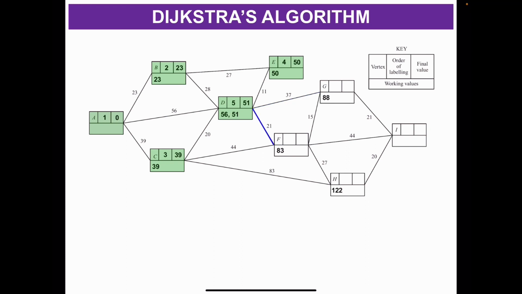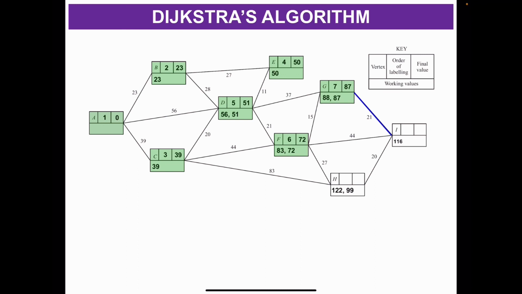51 plus 21, and choosing out of these three vertices, 72 is the smallest value, so F is my sixth vertex. Final value is 72. 72 plus 15 is 87. 72 plus 44 is 116. And 72 plus 27 is 99. So choosing out of these three, the smallest one is 87, that's number 7, and the final value is 87.